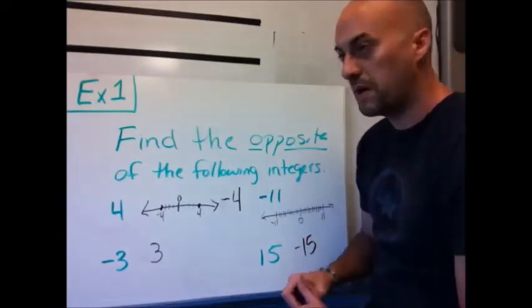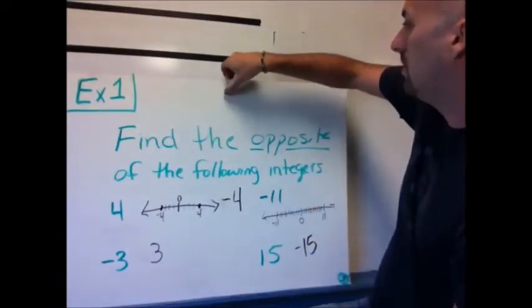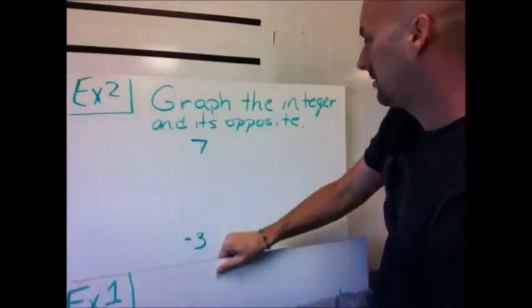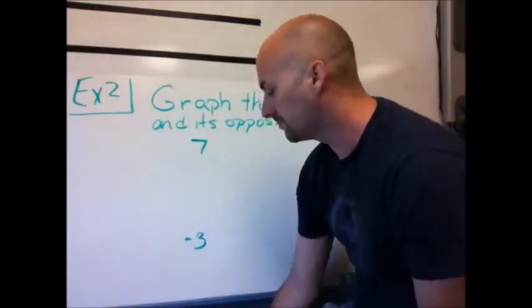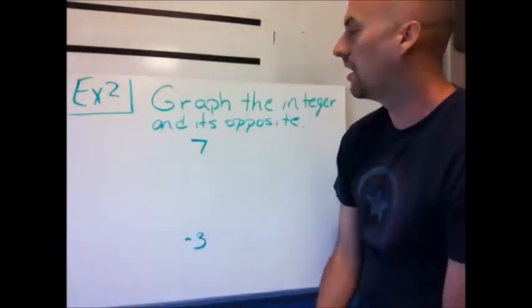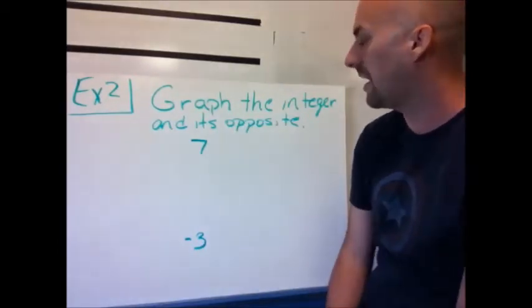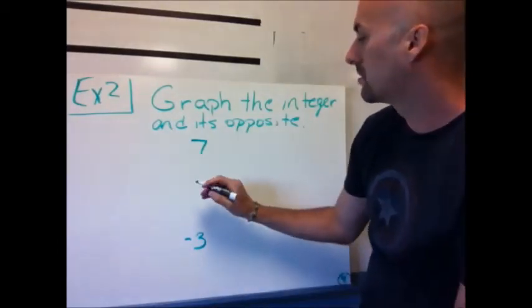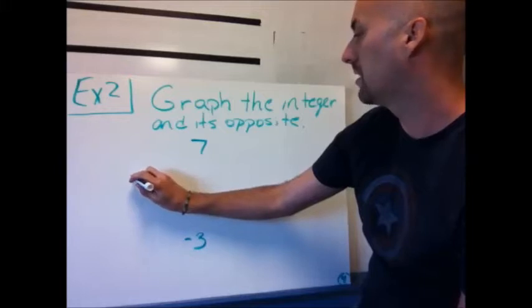Not too bad there. All right, so now let's talk about graphing it. Okay, and we kind of already did that just there. So it says graph the integer and its opposite. So to graph it, first off, you need a number line.